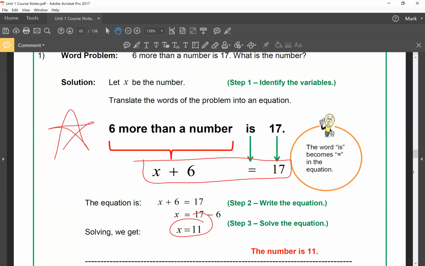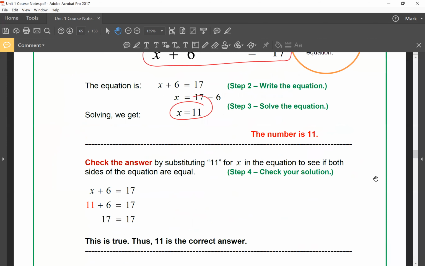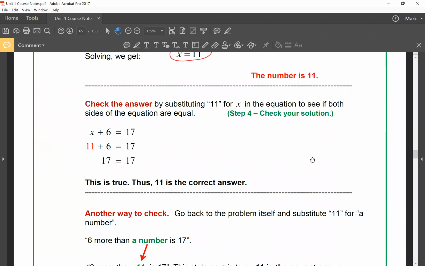The problem is this gets much more complicated with some of the word problems. It does mention here, you can always check your answer. You can put that 11 back into the equation to see if you're correct.